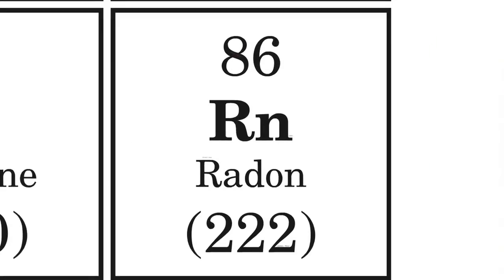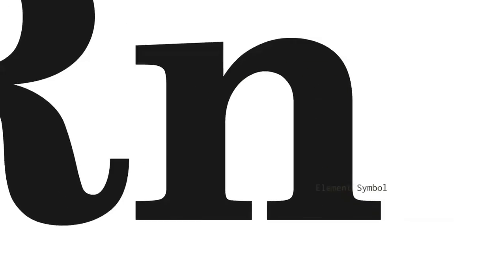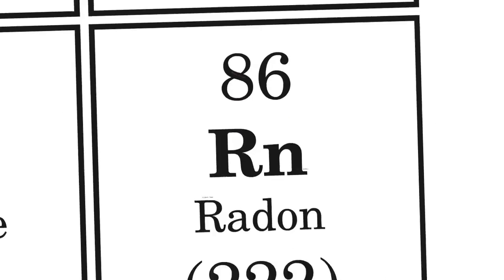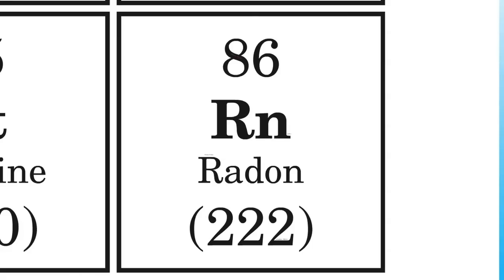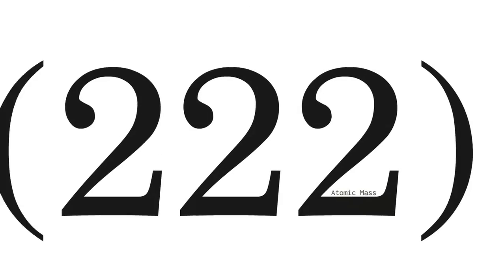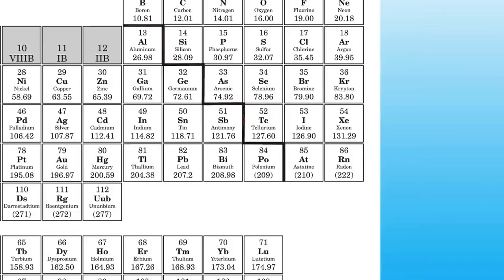In the element box, we have the element symbol. Remember that when there are 2 letters, the second letter is lowercase. We also have the element name right there, radon. The atomic number, which tells us protons and electrons. And then the atomic mass, which is protons plus neutrons. Or it's the average, and all that stuff we haven't gotten to yet.